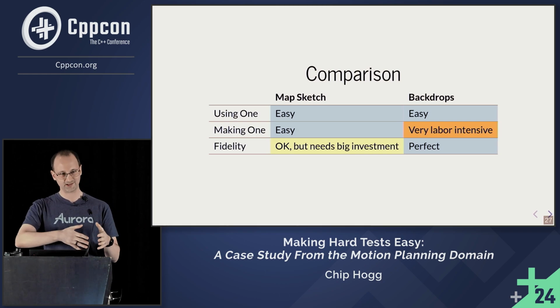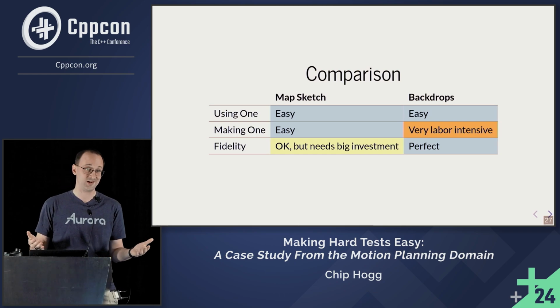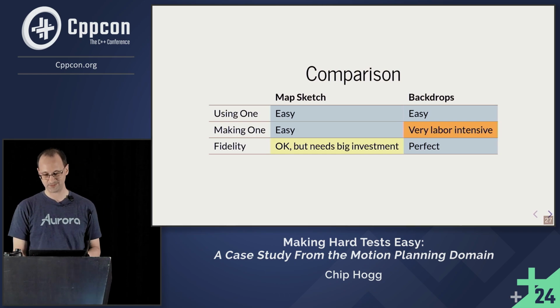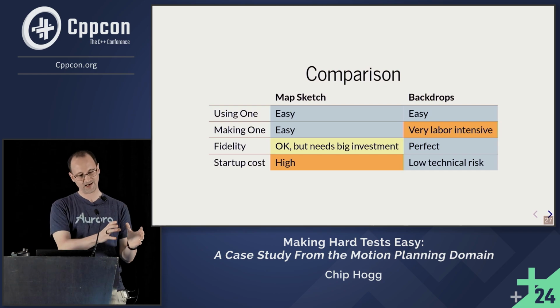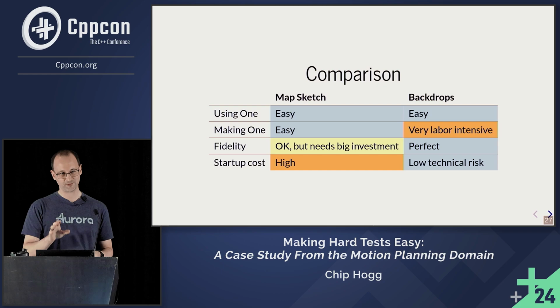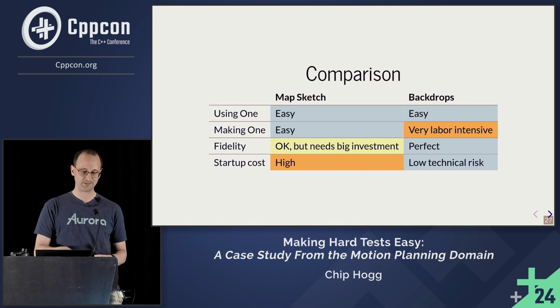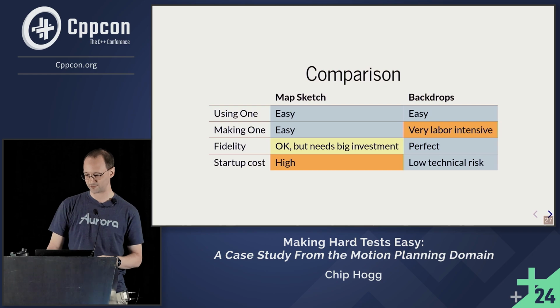It can be as good as you make it. It can be as much effort as you put in, but it does need a big investment. Whereas with the backdrop, you started with complete map data already. And then the startup cost, if you already have these chunks of atlas, or chunks of map for the backdrop, it's very low technical risk to build this on top. There's a lot more work you need to put in to get the sketches off the ground.